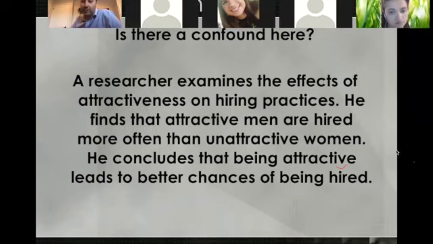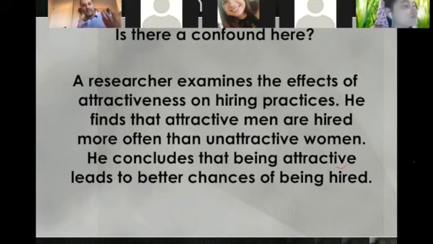Well, this one should be pretty obvious that there is, because what they want to do is look at the effect of attractiveness on hiring practices, right? So attractiveness should be the only thing that differs between these two groups. You should have a group of attractive people and a group of less attractive people. There should be no other differences between the two groups. The question is, is there another difference between the two groups? Clearly there is in this case, right?